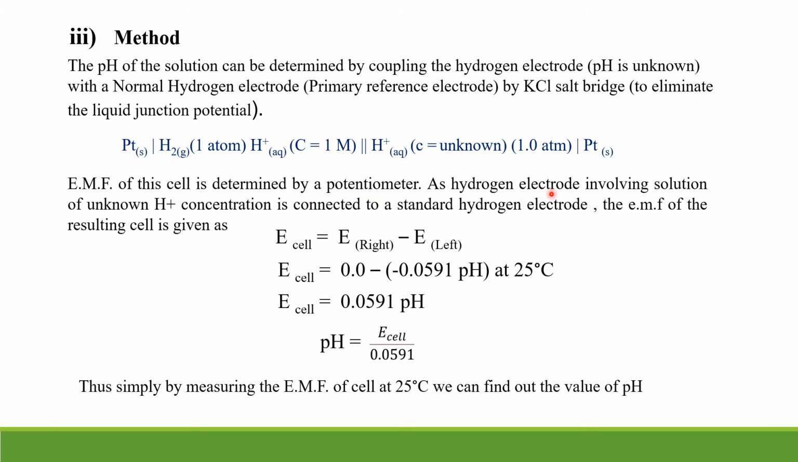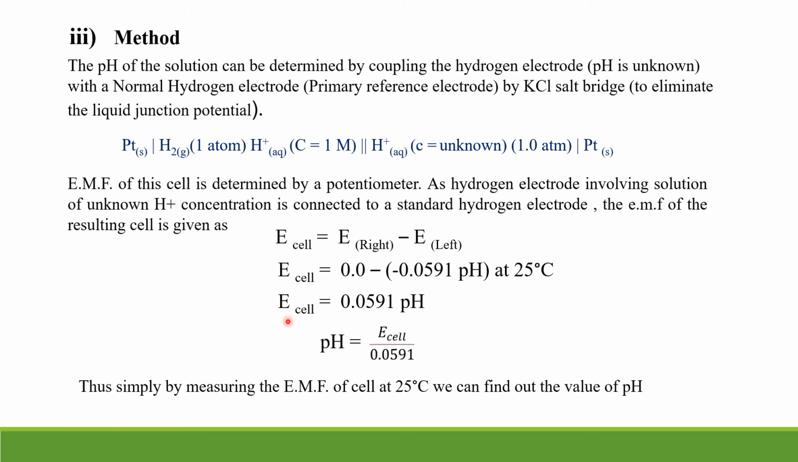As a hydrogen electrode involving a solution of unknown H plus ion concentration is connected to a standard hydrogen electrode, the EMF of this complete resulting electrochemical cell is given as E cell is equal to EMF of right hand electrode minus EMF of left hand electrode. This is the right hand electrode. If you substitute the value of EMF of right hand electrode as 0.0 minus EMF of left hand electrode, that is known, 0.0591 into pH at 25 degrees centigrade.